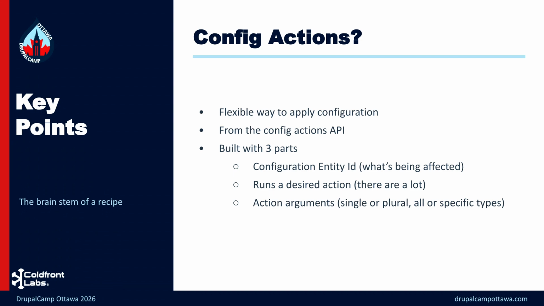And just a quick overview of config actions, because we'll be spending a lot of time on recipes and config actions today. Config actions are like the brainstem of a recipe. They change the way that config is being applied. They come in 3 parts. You're basically targeting a certain type of file, you're running a specific type of config action, and then you're having to think about when recipes are being applied.